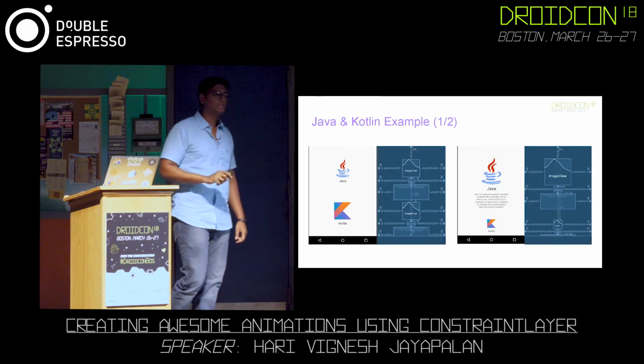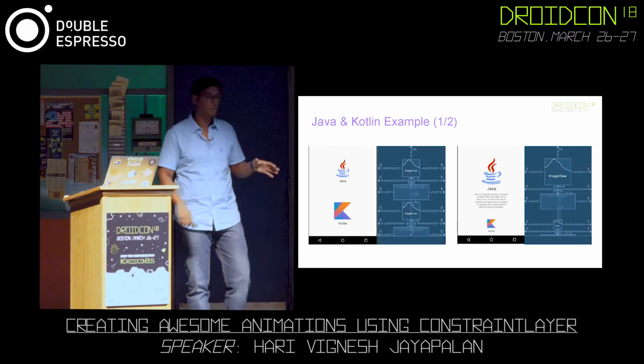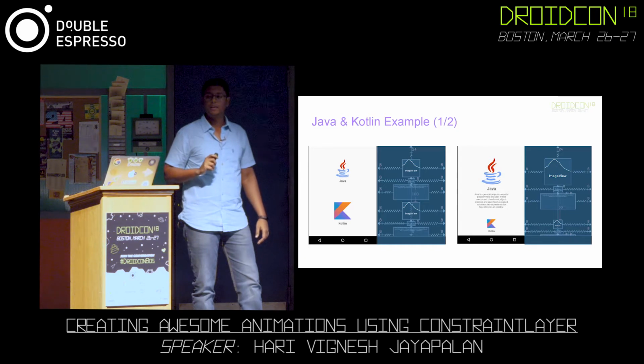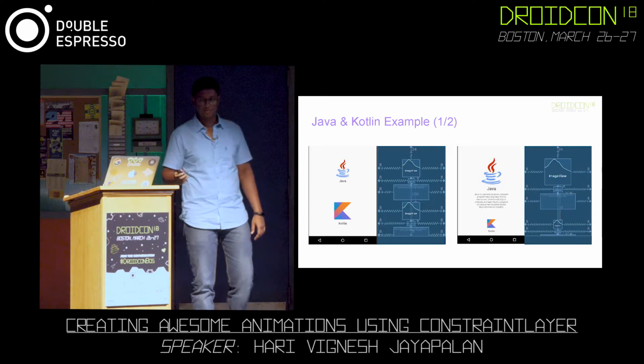And let's look at this example. In this example, we'll be dealing with 3 frames. In the first frame, everything is in the normal position, the Java and Kotlin. On the second frame, you'll have the explanation for Java. And on the third frame, you'll have the explanation for Kotlin. And you get that animation.